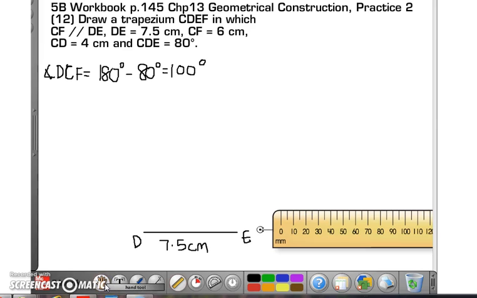Next, what is related to point D or E? We see that we have an angle CDE. So it's related to point D, the center of the angle.